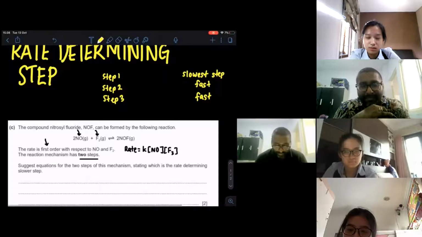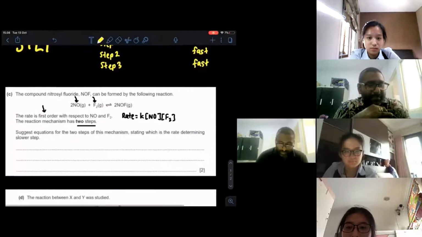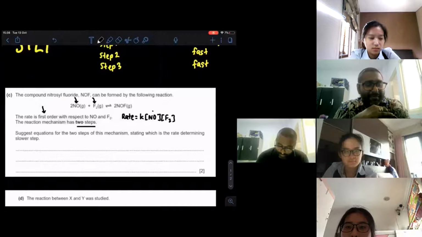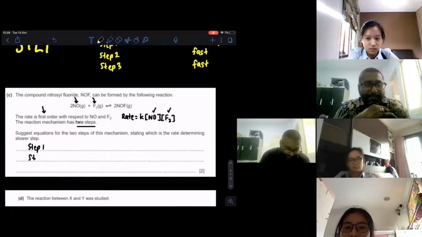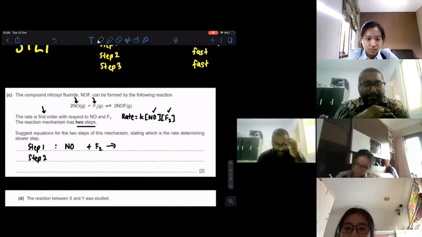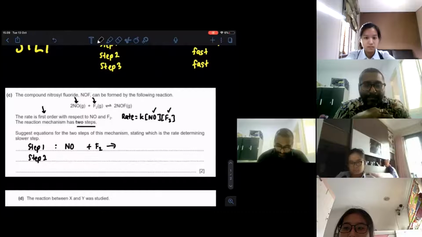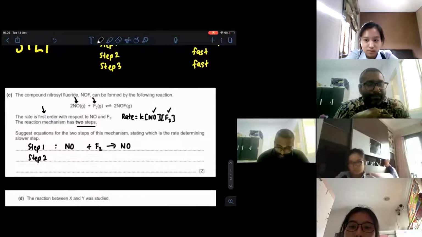If you look at this example, we know that NO and F2 must be in the first step. So step number 1 must have NO and must have F2. I need to think of a way to come up with an intermediate so that the intermediate can be cancelled in step number 2, so I can have two steps. What I can think of now is maybe if I put NOF2, for example, when they form NOF2.